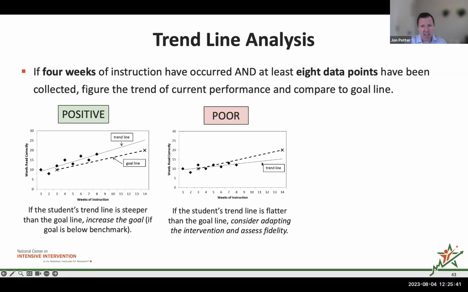And so this data indicates if we keep doing what we're doing, we're going to end up behind the goal, where we want to be. So you want to consider adapting.